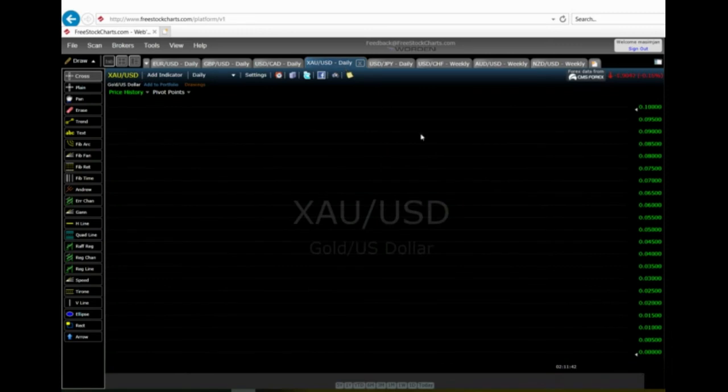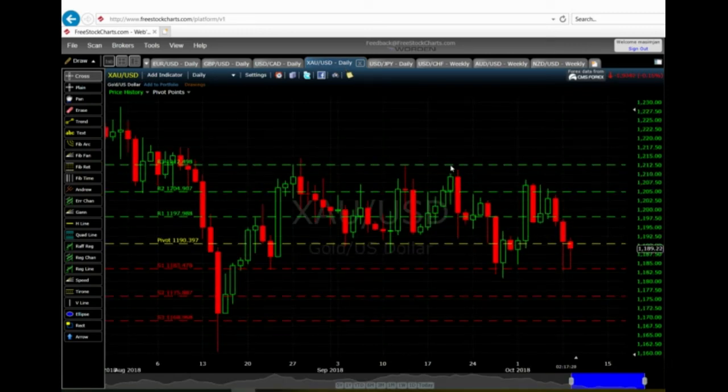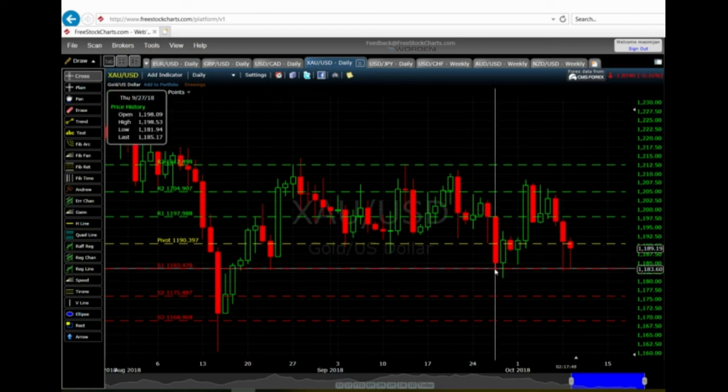Moving on to gold, one of the last pairs in today's analysis. As you can see, today's pivot is 1190, and it's below this momentum. But once again, it got rejected twice from the 1183.478 points, and it might repeat this pattern which was formed last week.